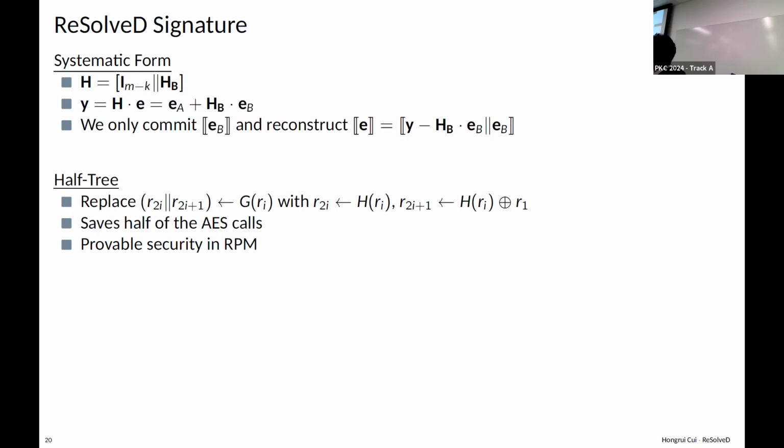The second one is that when instantiating the vector commitment, we need to run a GGM tree. And instead of using a PRG to populate the tree, we can use a circular correlation robust hash function. This would theoretically save half of this AES cost.